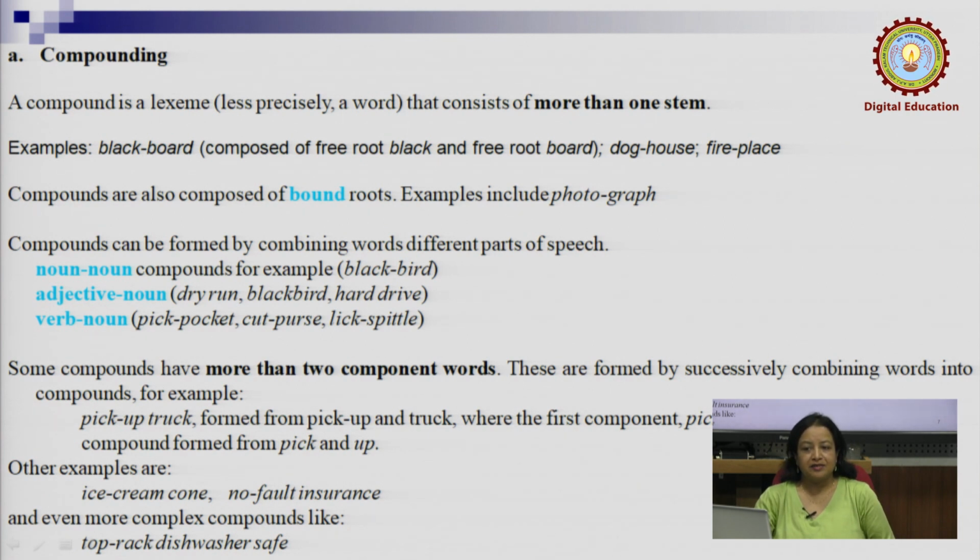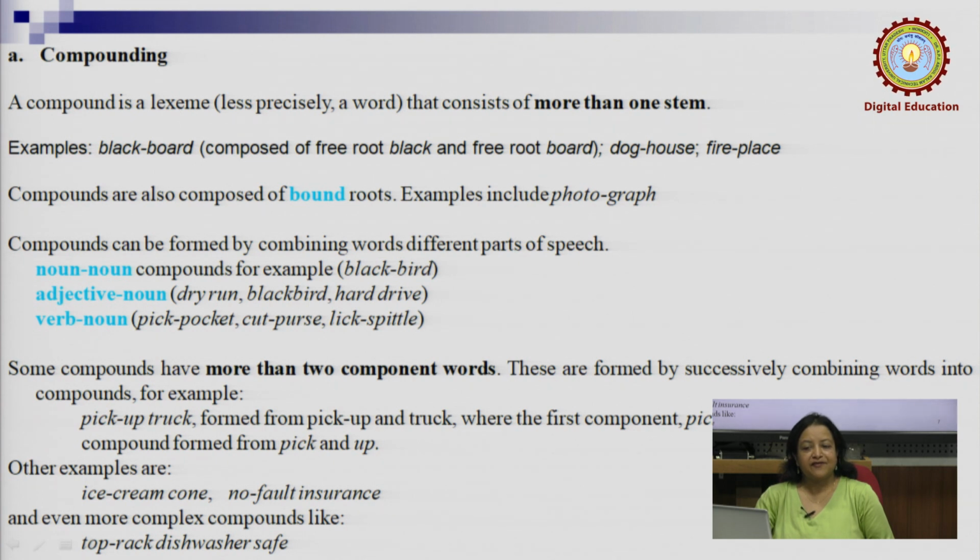For example, blackboard is composed of a free root, that is black, and another free word, that is board. Combining these we get blackboard. Other examples are dry run, blackbird, hard drive, pickpocket, cutpurse, lickspittle, etc.